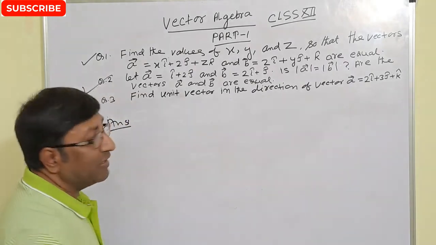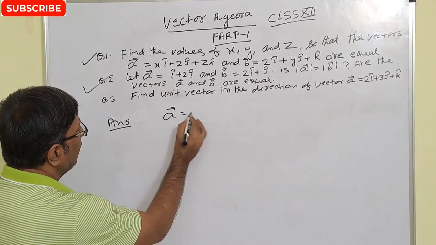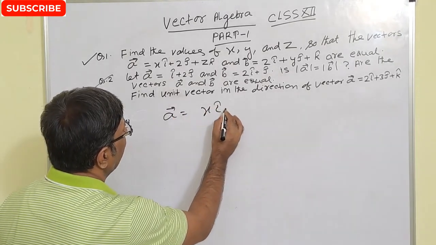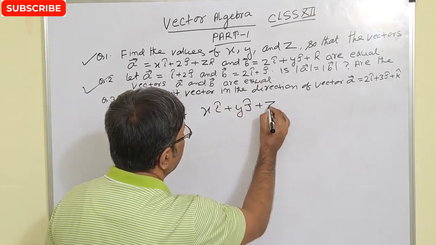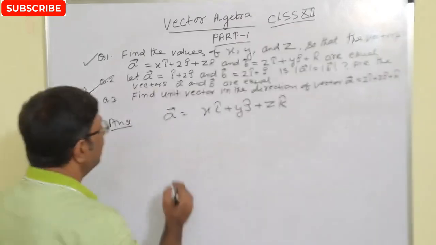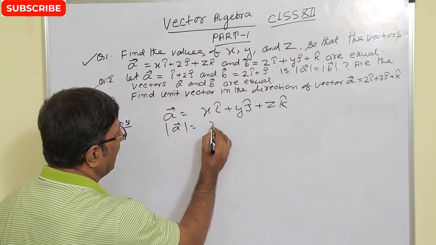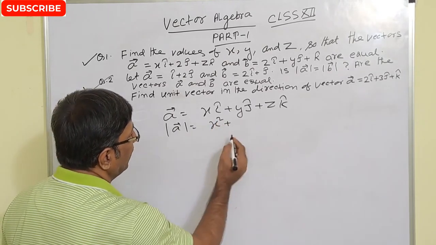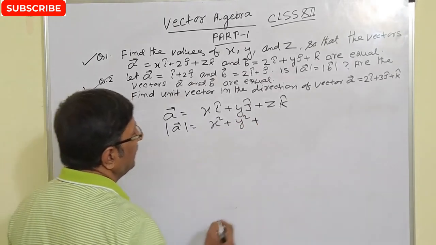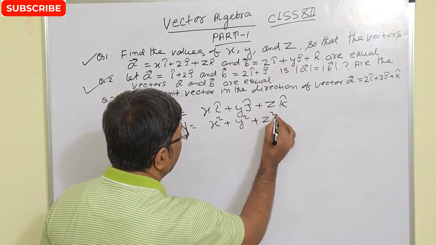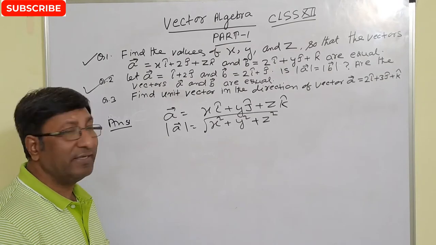So first we see what is the magnitude of any vector. Suppose any vector a equal to x unit vector i plus y unit vector j plus z unit vector k. Then magnitude of this vector is what? That is root under coefficient of unit vector i square, that is x square, plus coefficient of unit vector j, that is y square, plus coefficient of unit vector k, that is z square. This is the magnitude of any vector xi, yj and zk.